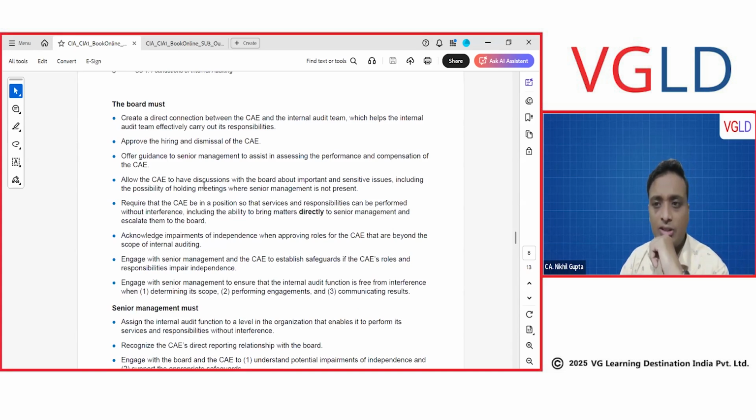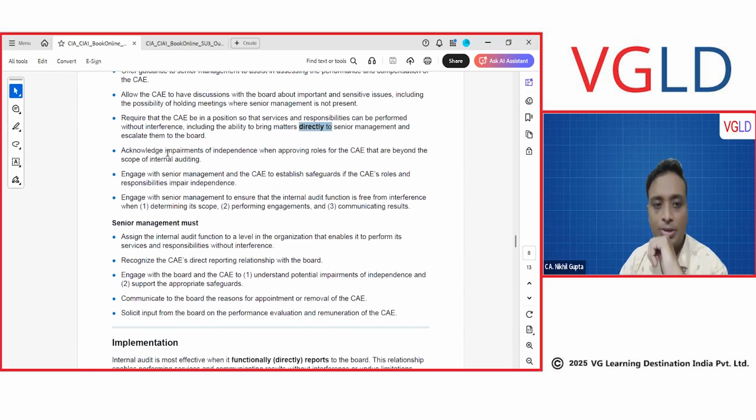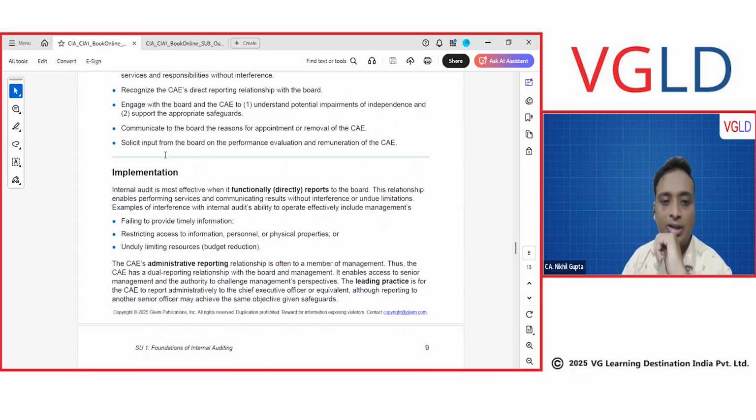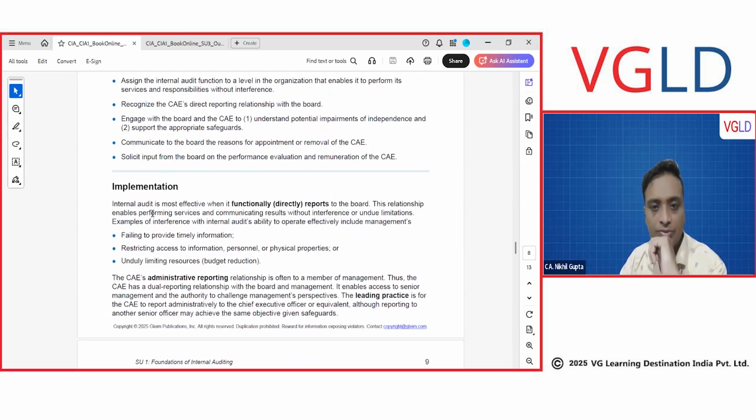Allow the CAE to have discussions with the board about important sensitive issues, including the possibility of holding meetings when senior management is not present. Require that the CAE be in a position so that services and responsibilities can be performed without interference, including the ability to bring matters directly to senior management and escalate them to the board. These are the safeguarding measures basically. You can read it across. We will move on to implementation.